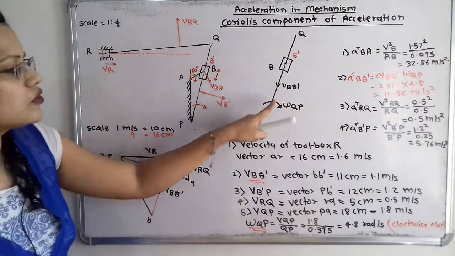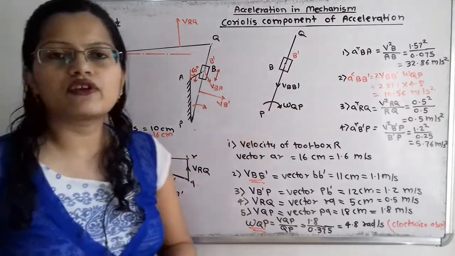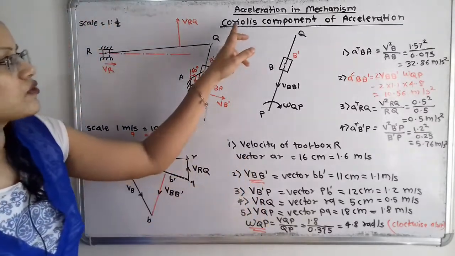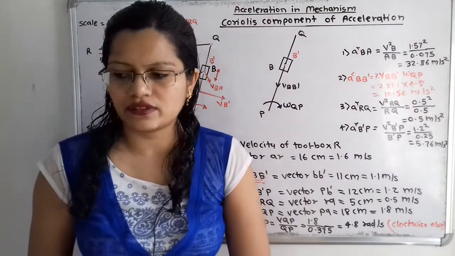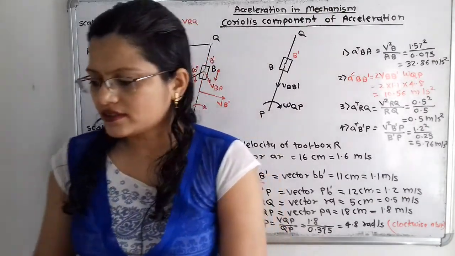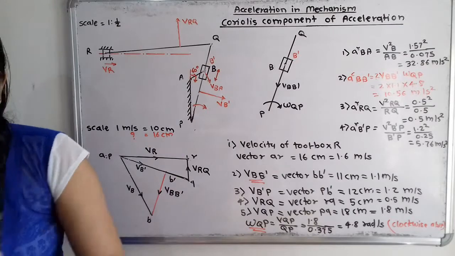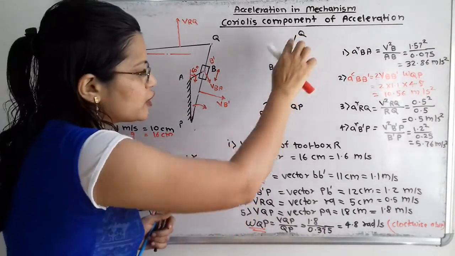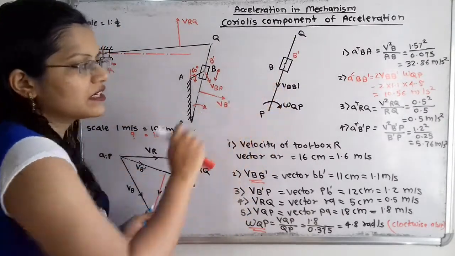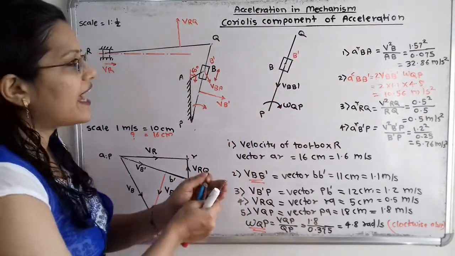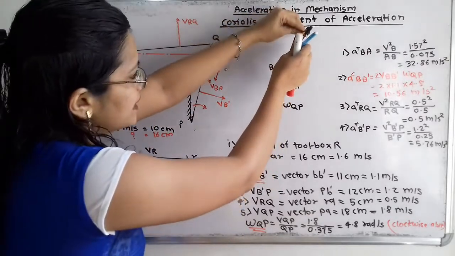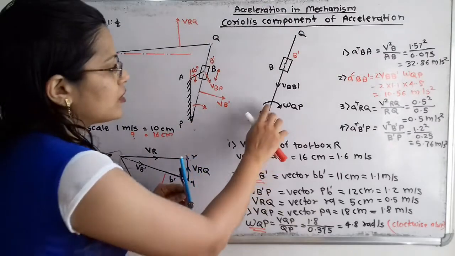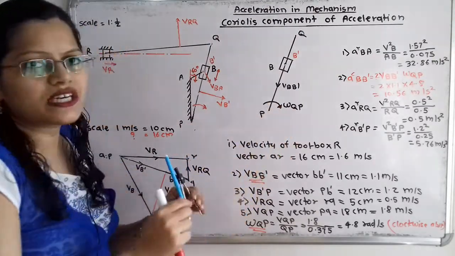Now from these two directions, that is the velocity and angular velocity, we have to find out the direction for this Coriolis component of acceleration. So with the help of a compass, we will find that. Here the direction of velocity is from point Q towards point P, because it is in the downward direction. So here we have to take Q as a center and move the compass in the clockwise direction. Why? Because our rotation is in the clockwise direction.